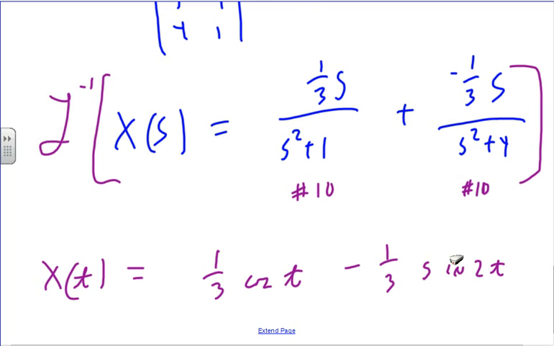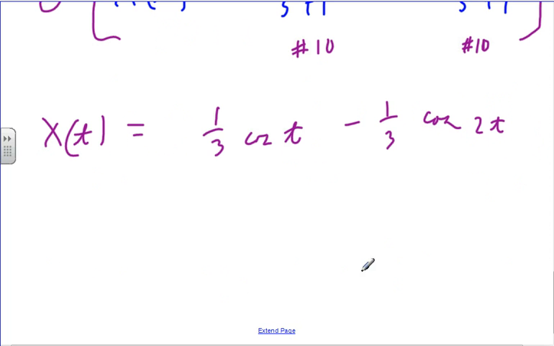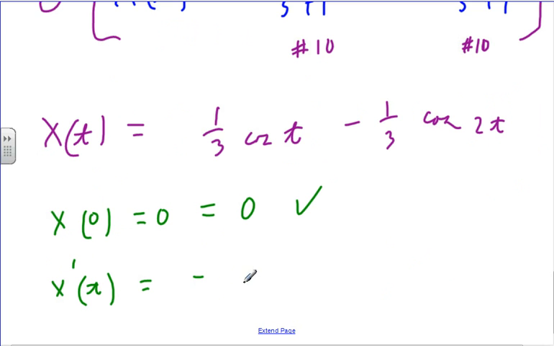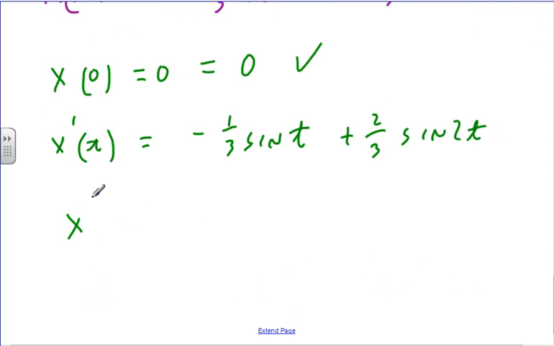Cosine 2t. It can't be number 10 getting cosine, number 10 getting sine. That won't work. All right, we'll check our work. X at 0 is supposed to be 0. It is 0. Check. X prime of t is minus 1/3 sine t plus 2/3 sine 2t, and x prime at 0 is supposed to be 0. It is 0. Check. All right.